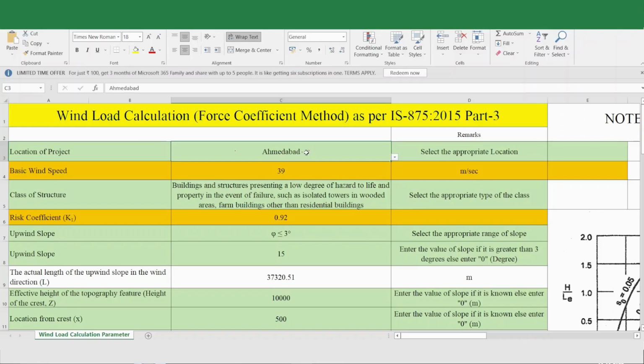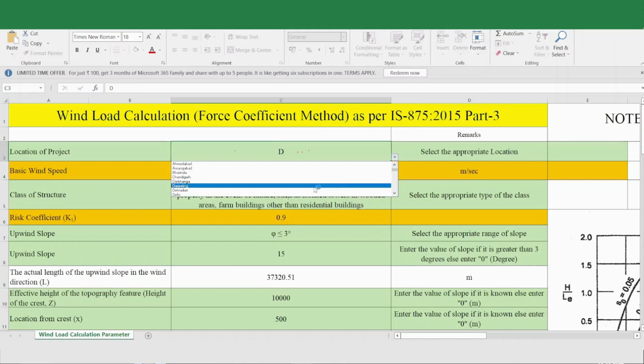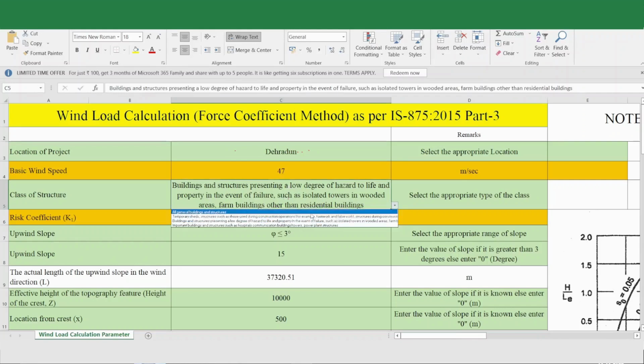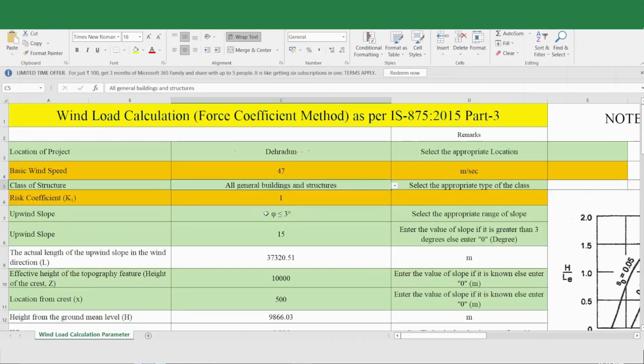So let's consider the location of the project as data. Enter B and let's find it. The basic wind speed is 47. The class of the structure is all general buildings and structures. It automatically takes the cable mass. For this slope we are considering the range of 3 to 17 degrees.